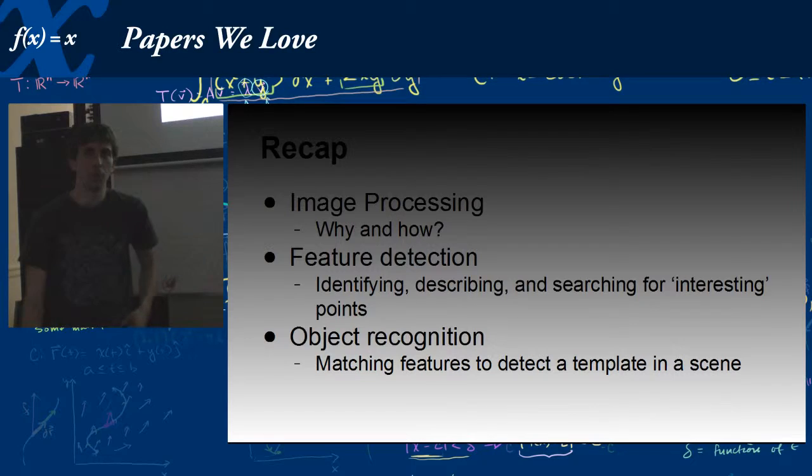That's basically an overview of image processing and the methods which apply to David Lowe's SIFT paper. So we covered image processing, why we do it and how, roughly. Feature detection, identifying, describing, and searching for good points in an image, and then using them in a way to identify objects in the scene. And yeah, that's all I got.